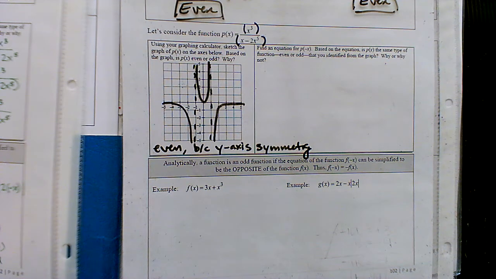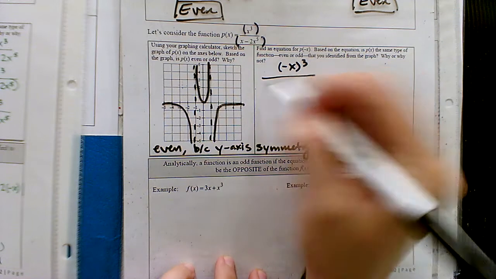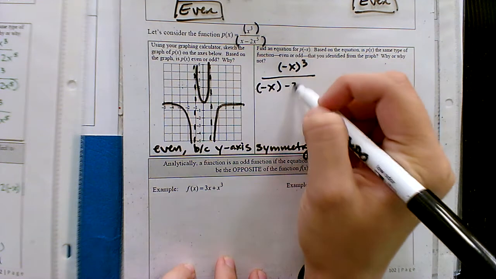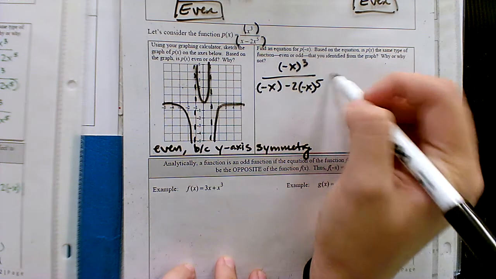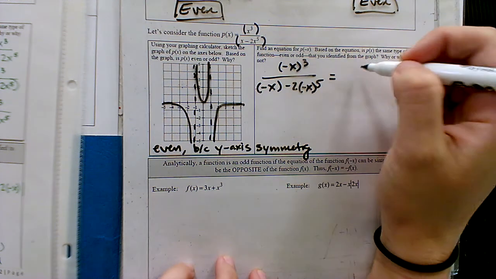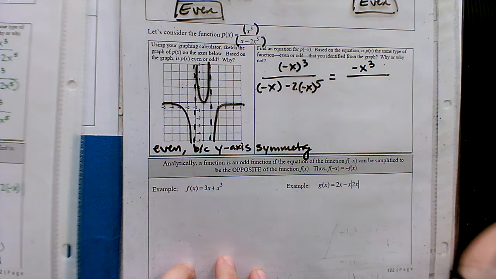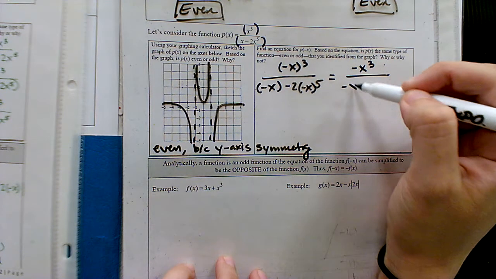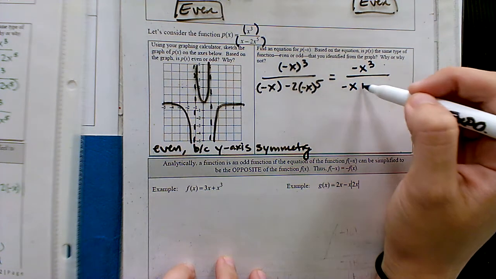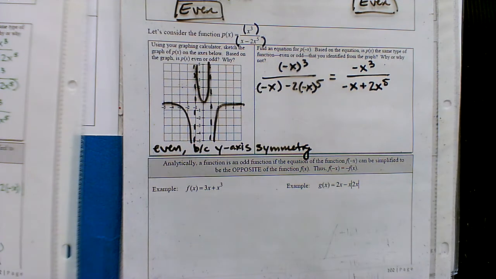What do you think, Erica? We should get the same equation. Okay, so we already should know what should happen. We want to make sure that we can get there algebraically. So let's plug in negative x. And if we simplify it, we'll have a negative x cubed up top, and then a negative x plus 2x to the 5th on the bottom.